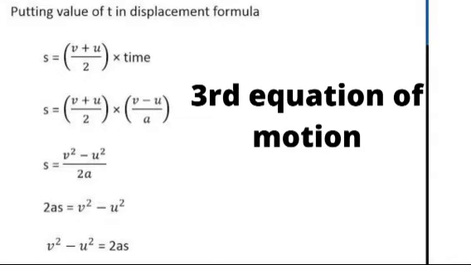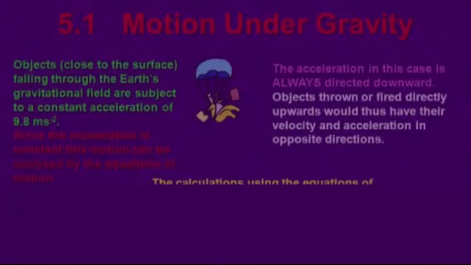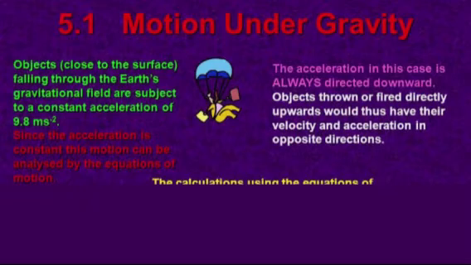And then the third equation of motion is v squared minus u squared equal to 2as, can also be written as v squared equal to u squared plus 2as. So it's all a matter of knowing when to apply these equations. Like we always say in physics, you bring out your parameters and then you identify which equation to use in determining the velocity, acceleration, time, or distance.